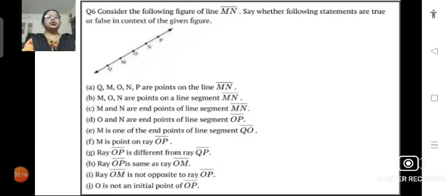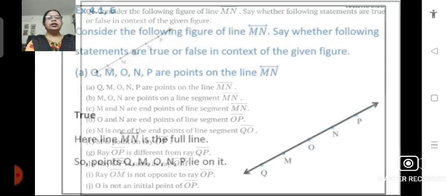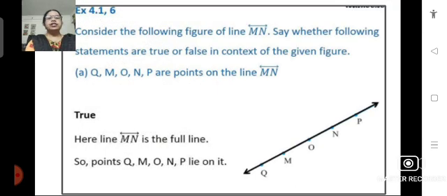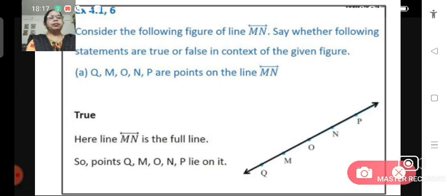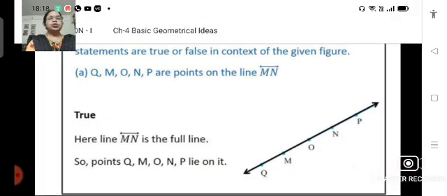Next question is true or false. There are a number of statements given. We will discuss the statements and decide whether they are true or false. So first one, A: Q, M, O and P are points on the line MN. We can see that all these points Q, M, O, N, P are points on the line MN. So this statement is true.